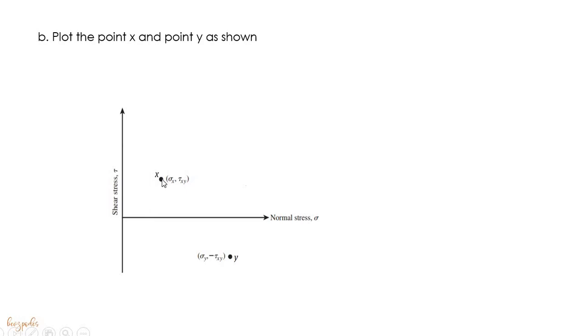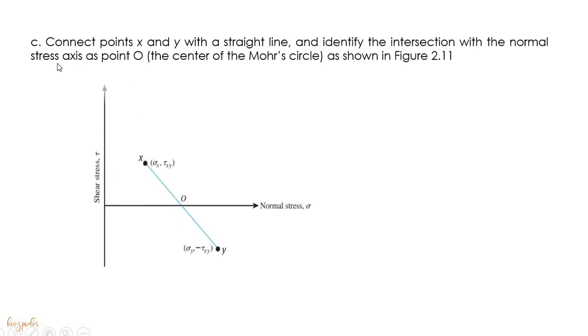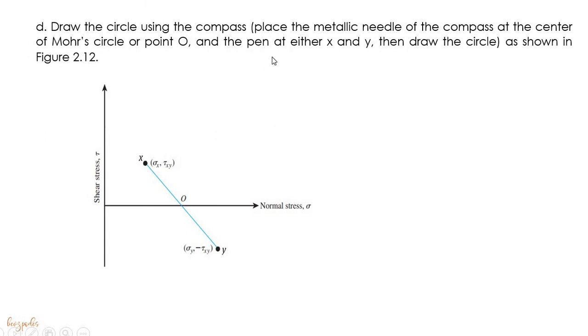So this is now your point X and then this is now your point Y. So the next step is to connect point X and Y with a straight line and identify the intersection with the normal stress axis as point O. This is now the center of the Mohr's circle.